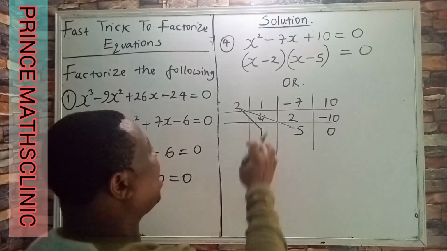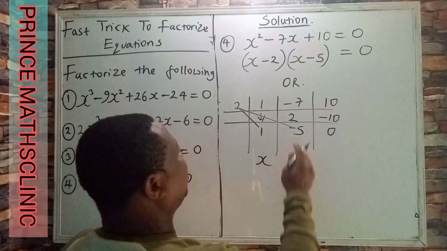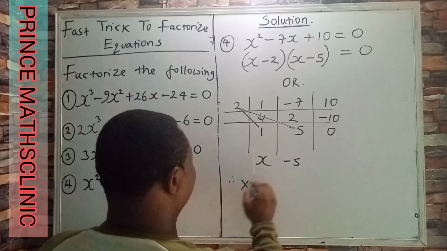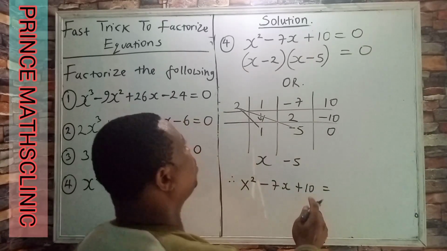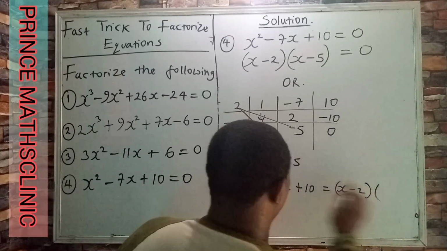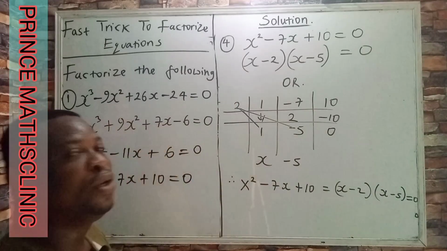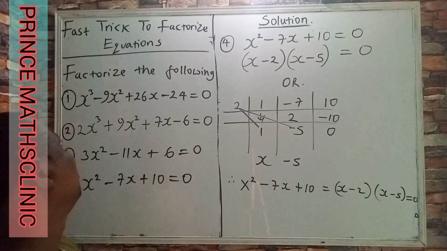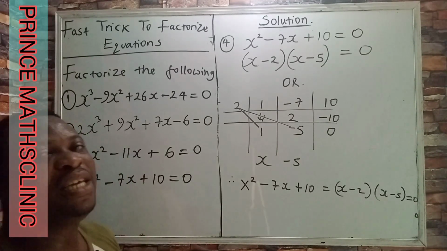0. And you know that the highest power of x here will be 1. So this is just x. Then here is negative 5, minus 5. So therefore, you can say that x squared minus 7x plus 10 is equal to what? Remember, the first one is 2, which means that x minus 2 multiplied by x minus 5, right? That is 0, right? That is the solution to all of these equations, both the cubic equations and the quadratic equation.